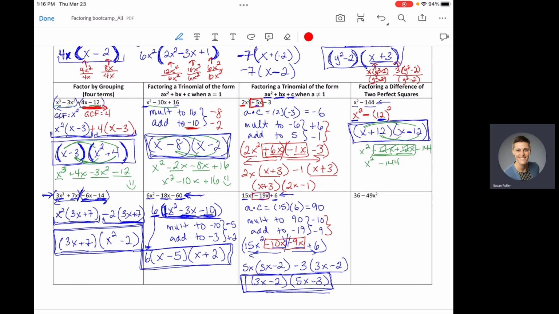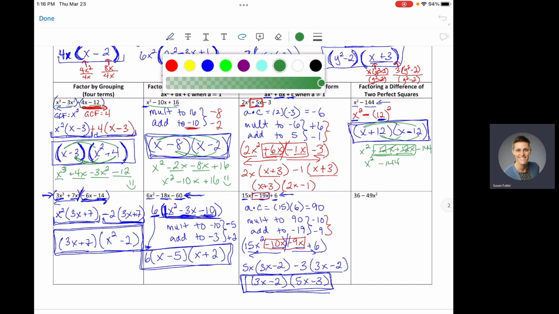Okay, so that's how factoring a difference of squares works. Give the second one a go, and we'll come back in just a minute. So hit pause and work through that on your own. All right, y'all, let's do this together.